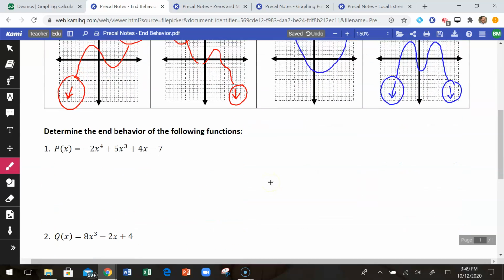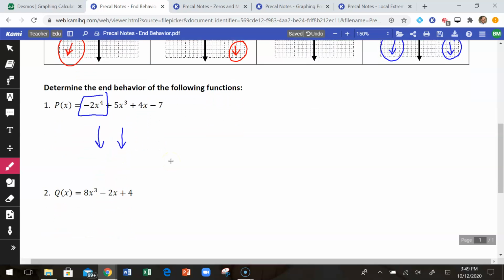So determine the end behavior of the following functions. I'm just going to check out that leading term, and I have an even degree, it's x to the fourth, but a negative coefficient. So a negative coefficient with an even degree, my end behavior is down and down. It's going to be going down as far as I go to the left, and as far as I go to the right, I'm going to be going down in both directions.